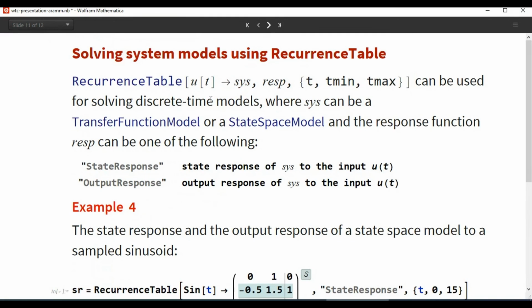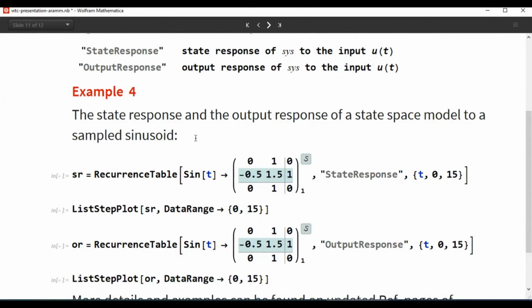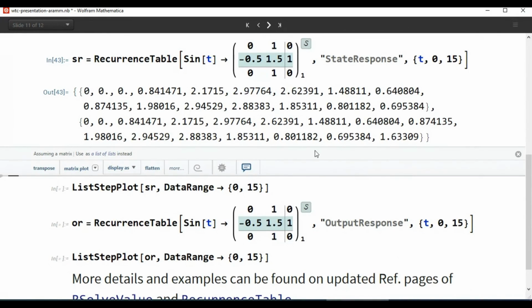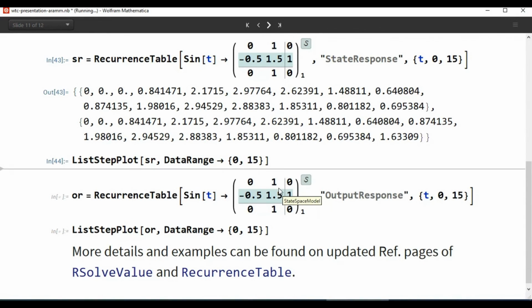And in cases when we have a discrete system and we want to solve it for a given interval of time from t-min to t-max, then we have to use RecurrenceTable. Again, the design is similar. And here is an example. This will calculate the state response for a state space model. And in this case, we will get a list of numbers instead of a function. And here is the plot.